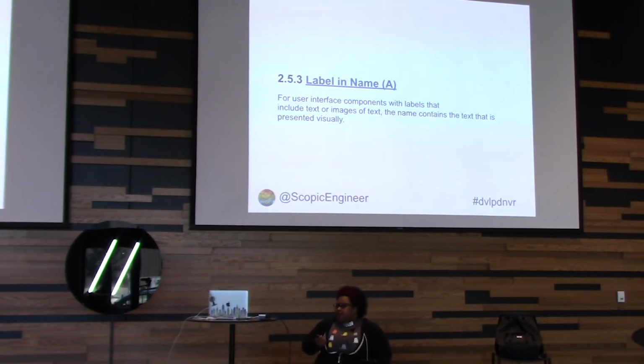Label and name. This is for user interface components with labels that include text or images of text, and the name contains the text that is presented visually.